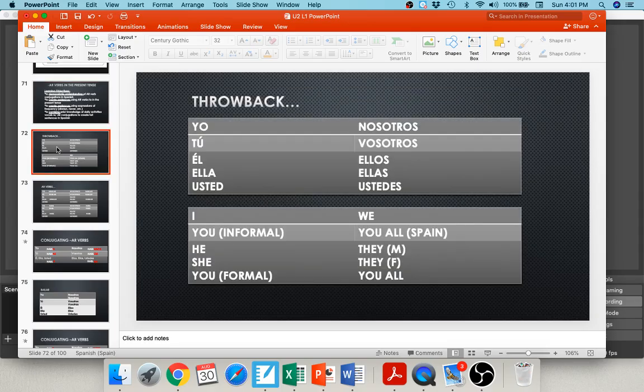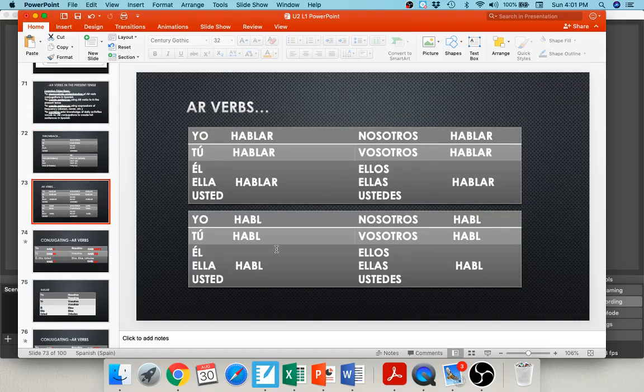So we're going to take these subject pronouns again that you were just dealing with a moment ago, yo, tú, él, ella, usted, and we're going to throw an AR verb in there. So let's take a basic verb like hablar. Hablar means to speak. When I say conjugate, rather than saying I to talk, you to talk, we want to change it to say I talk, you talk, he or she talks, and that process is called conjugating.